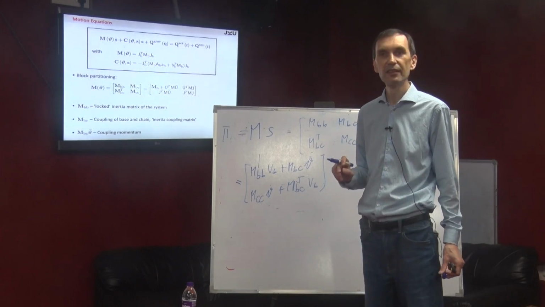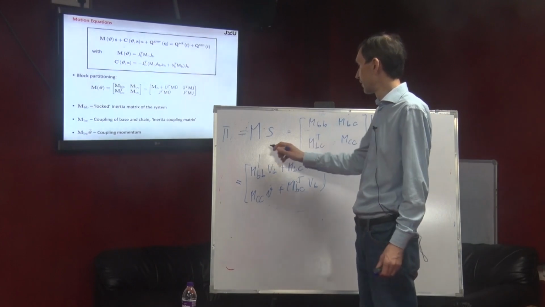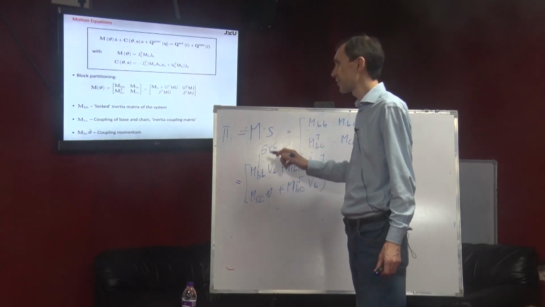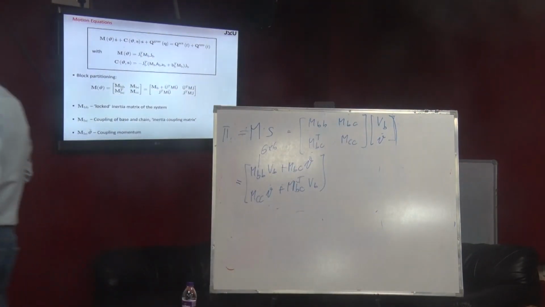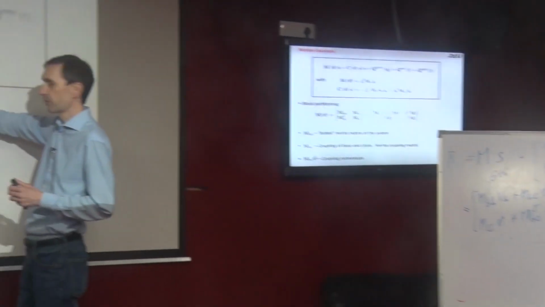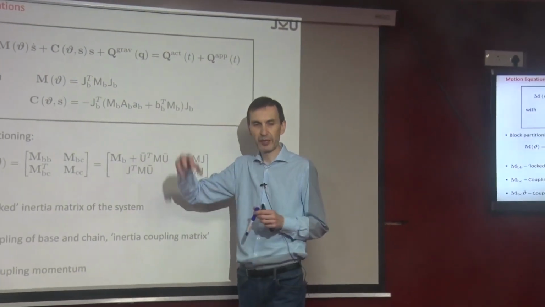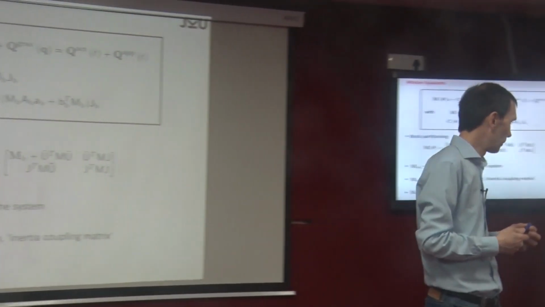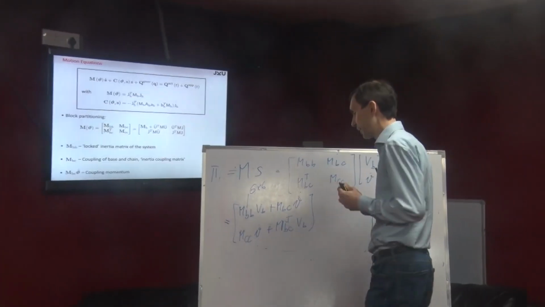Mass is 6. Exactly, it's a 6, because if the kinematic chain wouldn't be here, that's just MB, right? It's just the mass matrix of the base. So, but now the base, yes, exactly.